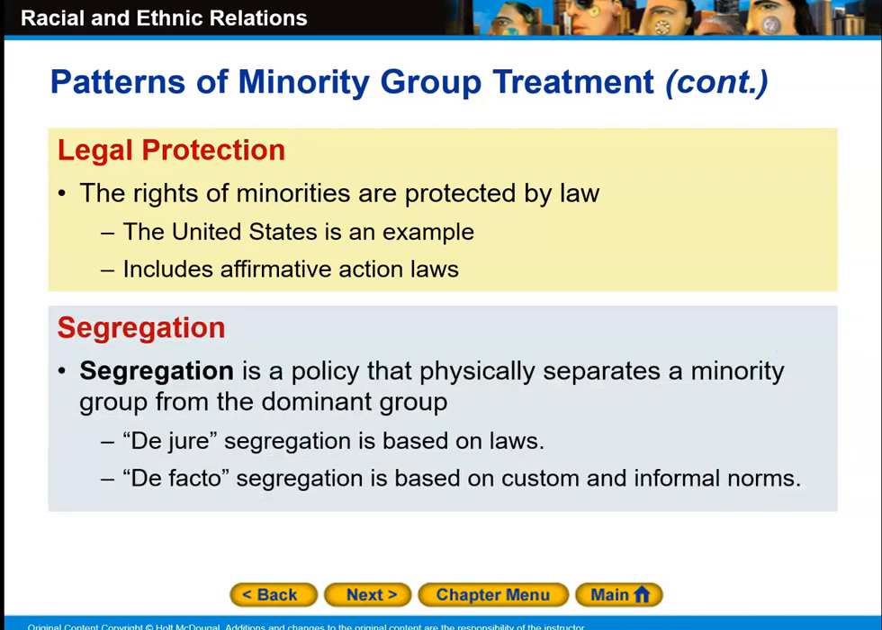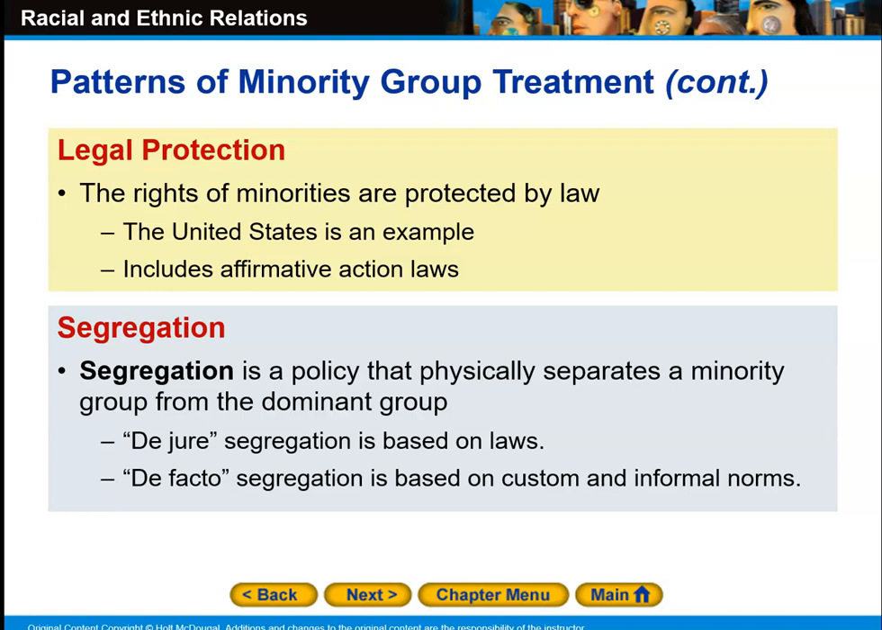Segregation is a policy that physically separates a minority group from the dominant group. De jure segregation is based on law. De facto segregation is based on custom and informal norms. So back in the pre-1950s, the Jim Crow South, there were all kinds of laws that prevented white people and black people from mixing together. That would be known as de jure segregation.